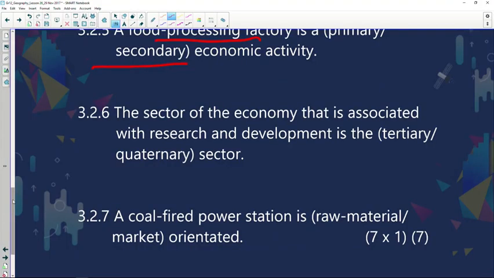3.2.6, the sector of the economy that's associated with research and development. Now, the word research is a dead giveaway, and that's quaternary activities. Remember, tertiary activities are services being provided. So the correct answer over here is quaternary activities.